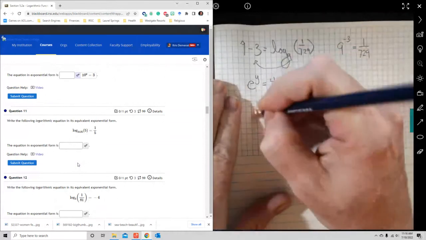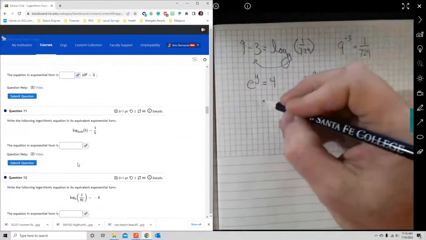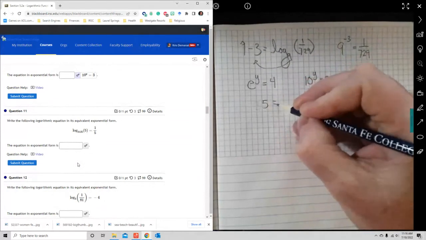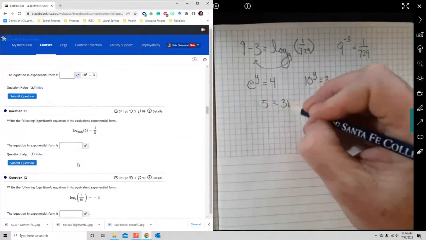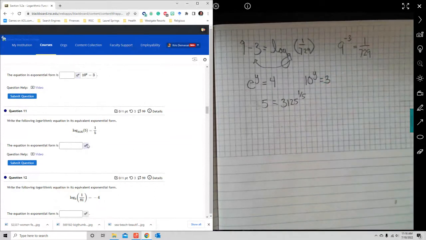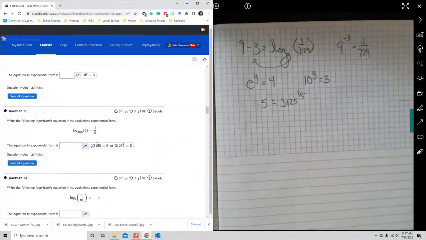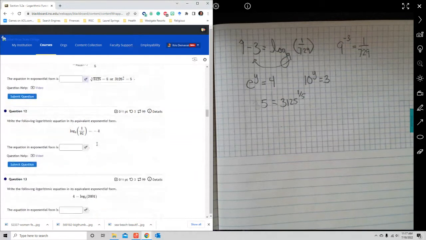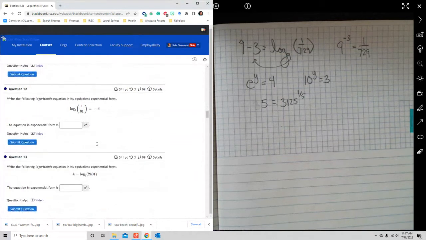Well, let me do 5 equals, and then it's 3125 raised to the 1/5 power. All right. I personally would just put this one. I wouldn't put the radical form of it, which you understand how that works, right? This is the index, so that becomes the root of your radical. So I'm done with this process.